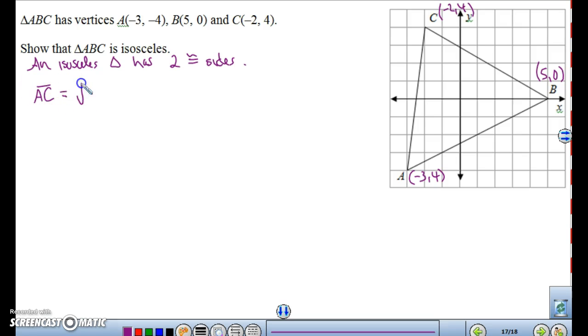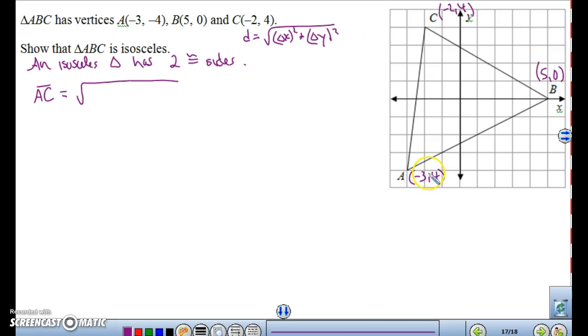All right, so for the formula for AC, remember distance is equal to the square root of delta x squared plus delta y squared. Or you can use the Pythagorean theorem on either one. But let's look at AC. Let's use the distance formula.